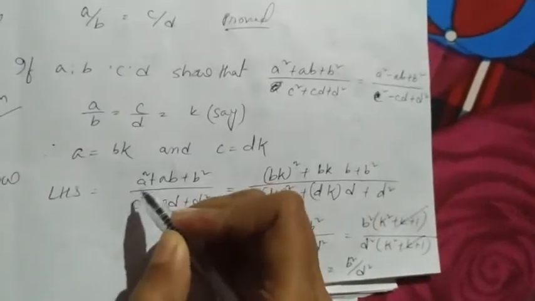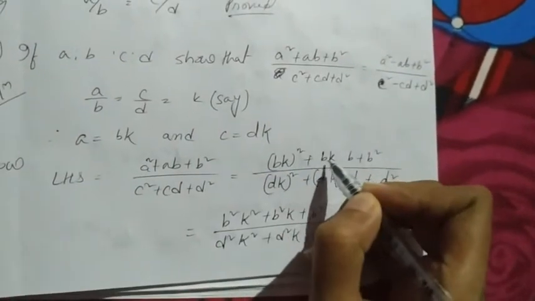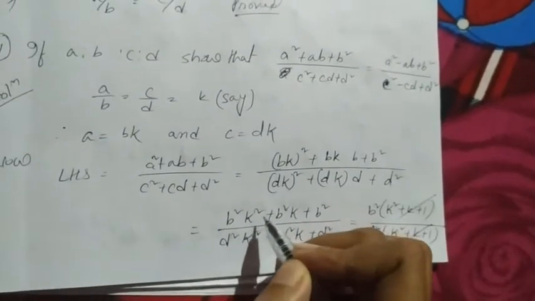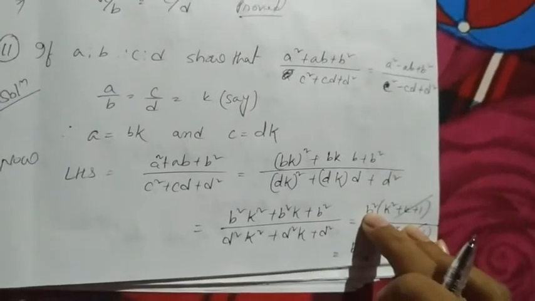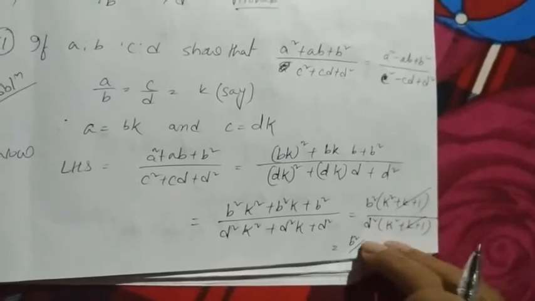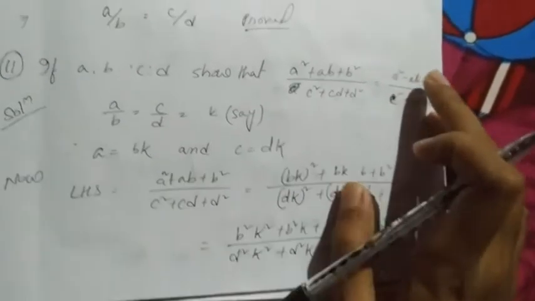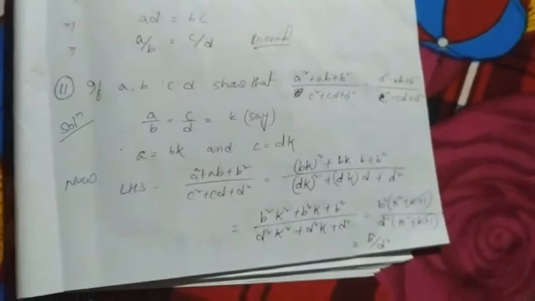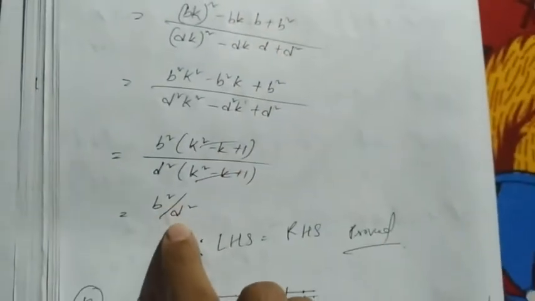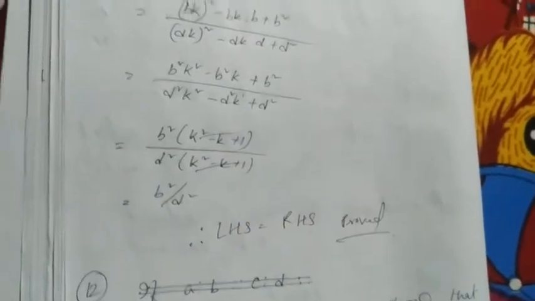Here you see, a² is (bk)², plus bk into b, plus b², over (dk)² plus dk into d plus d². So b²k² plus... if you take b² common, k² + k + 1. If you take d² common, it will be k² + k + 1. So it is equal to b²/d². Similarly, if you take the RHS, you will get the same value, b²/d². So LHS equals RHS, proved.